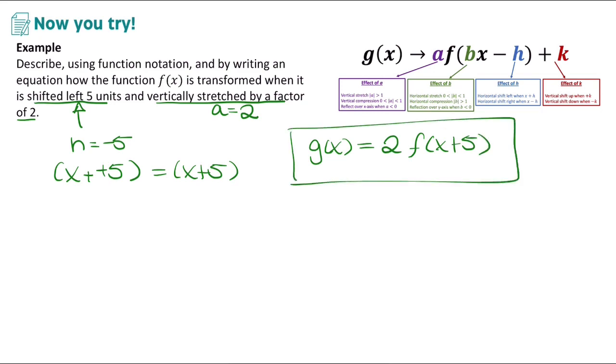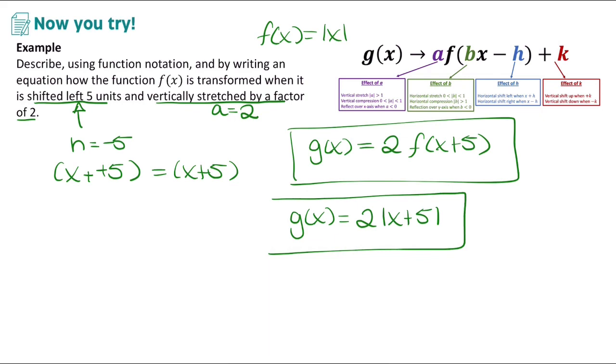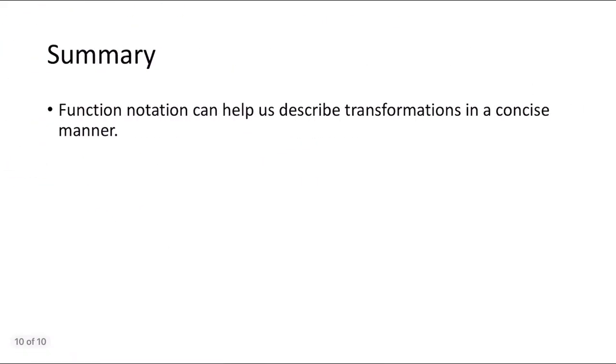If I want to write this using the absolute value function, like f of x equals the absolute value of x, that means I'm just going to plug it in. So that means my g of x is going to equal 2 times the absolute value of x plus 5. Okay, you can graph that in Desmos and see that it is in fact transformed that way. Okay, so function notation can help us describe transformations in a concise manner. So it's something that I want you all to get used to as we start learning about transformations.